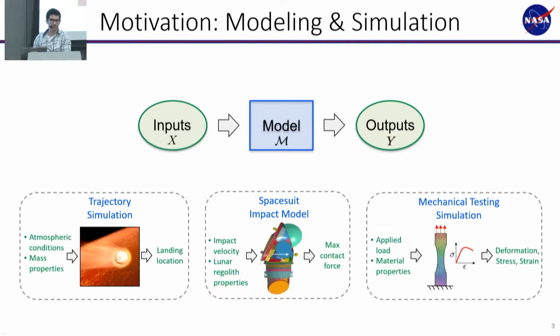Here, some of the input parameters that we're interested in are things like the atmospheric conditions and the mass properties of a reentry vehicle. We're trying to make predictions for trajectory state variables like the landing location in one instance. We'll also talk about a reliability analysis where we're considering a spacesuit impact model. So here, we're trying to model an astronaut potentially falling on the lunar surface. So some of our input parameters are the impact velocity, basically describing how fast they might be falling, and the properties of the lunar regolith. And we'd be trying to predict the max contact force to understand any resulting damage.